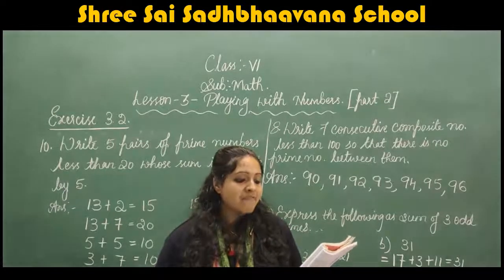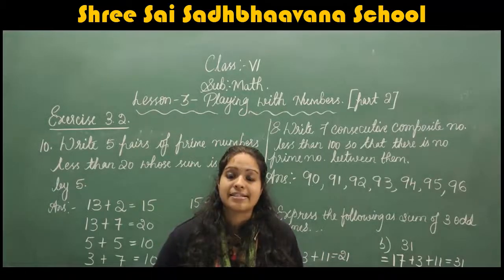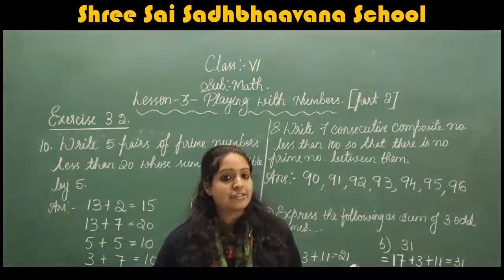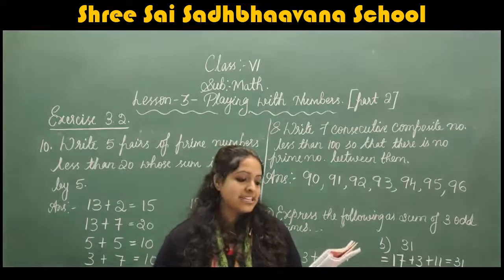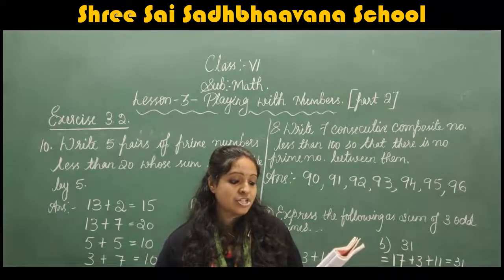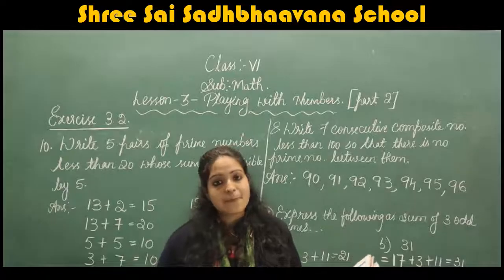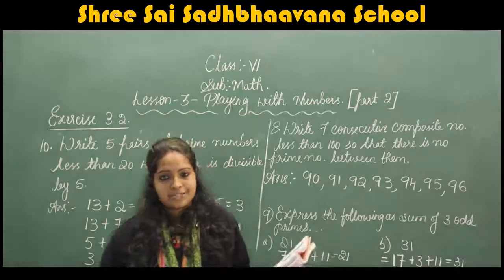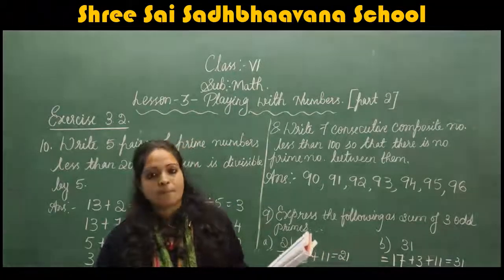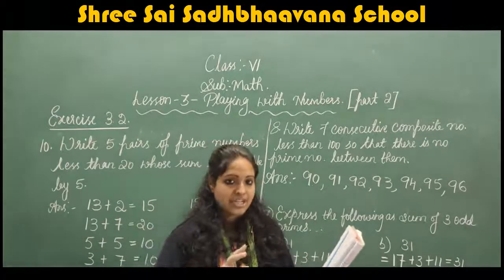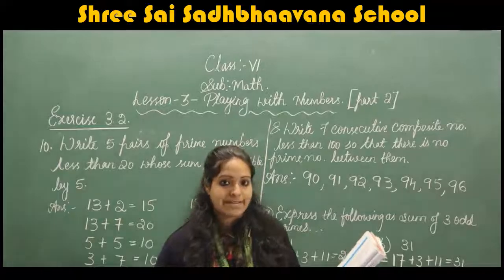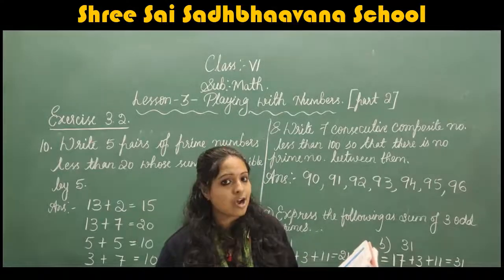Next one. A number which has more than 2 factors is called dash. More than 2 factors, what is that called? Composite number. Next. 1 is neither dash nor dash. 1 is neither prime nor composite. So the answer is prime and composite; you can write both answers. Two dashes are given, so in one dash you write prime, and in the other dash you write composite.